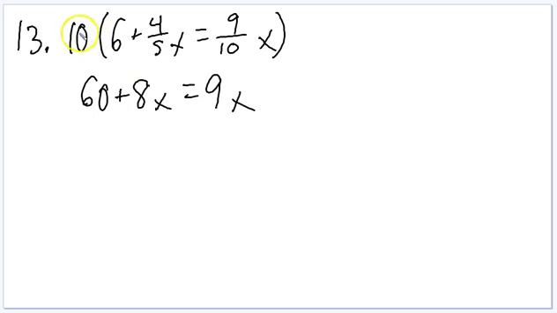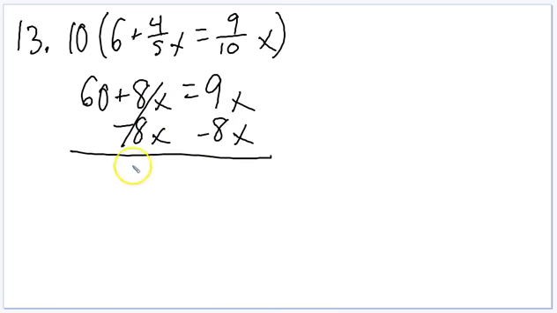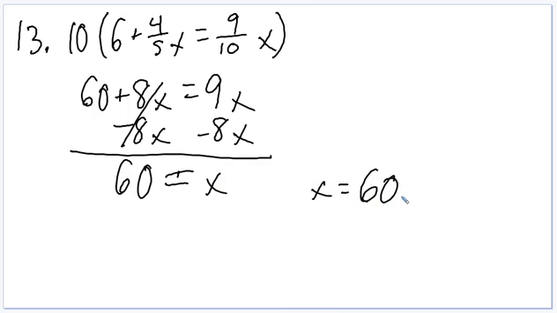So you can do it that way, or you can do 10 times 4 is 40, divided by 5 is 8. 10 times 9 is 90, divided by 10 is 9. Either way you would like to do it, go ahead and do it that way. So I'm going to subtract this 8x. That's gone. I get 60 equals x, or x equals 60. Bada bing, bada boom, we're done there. Okay, let's get it to number 14.